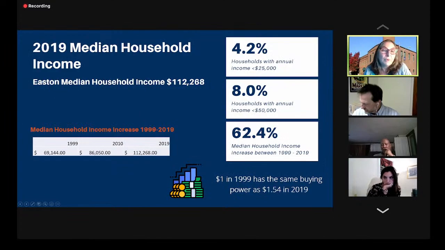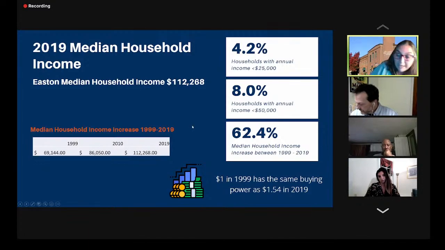The median household income in Easton is incredibly high, $112,268. And that has increased significantly since 1999, 62.4%. 8% of the households in Easton have an income of less than $50,000, and 4.2% of the households have an annual income of less than $25,000. $1 in 1999 has the same buying power as $1.54 in 2019.